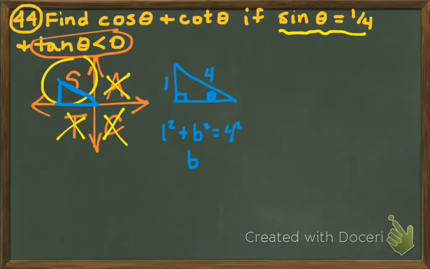So b squared equals 4 squared, which is 16, minus 1 squared would give me 15. And then take the square root of both sides, so b is the square root of 15. And we put that on our picture for our reference. And remember, if you're drawing the triangle oriented where it would be in the plane, that would give me a negative here. So you would go to the left and up, and the hypotenuse or the radius is always going to be positive.